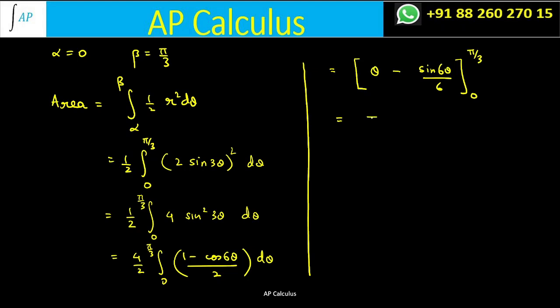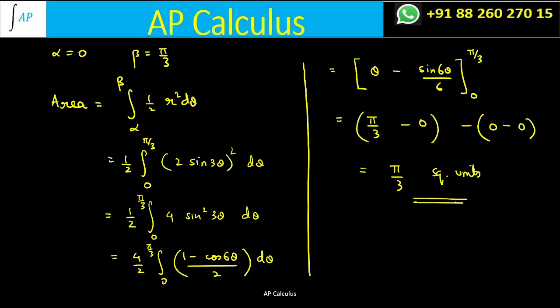Just put in the values. If you put pi by 3, you get pi by 3 minus sine of 2 pi, which is 0. And if you put 0, sine of 0 is still 0. So finally we get pi by 3 square units. That is the area of one petal. If you want to find the area of 3 petals, just multiply it by 3.